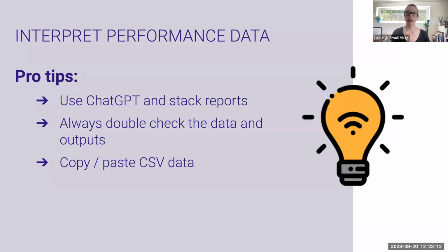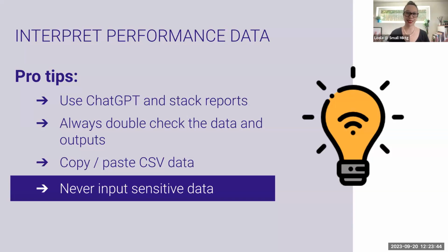Thirdly, you can copy and paste CSV data. As I've uploaded a CSV file into ChatGPT, that's actually only available for the paid version, the paid subscription. You can actually just copy and paste CSV data. So if you just select all, or select the portion of data that you'd like to upload into ChatGPT, you can just copy and paste that directly into the text field and it will read it correctly. But again, always double check your data and the outputs that it gives you.